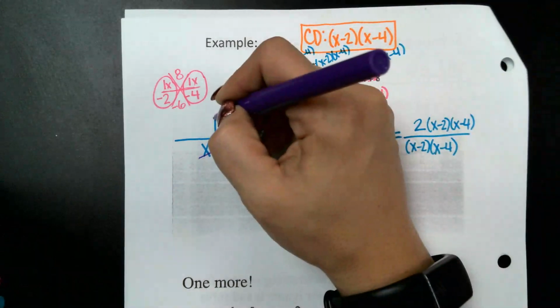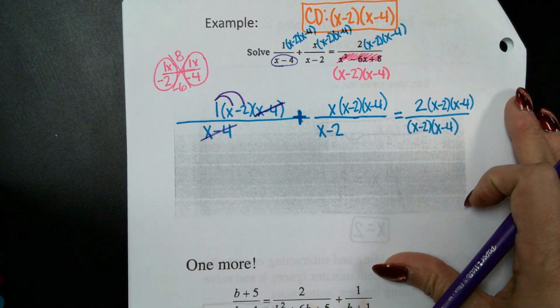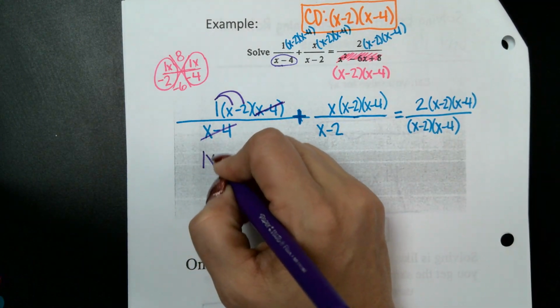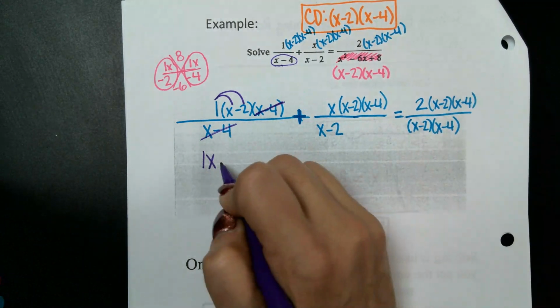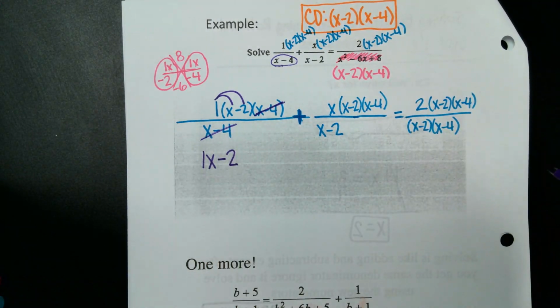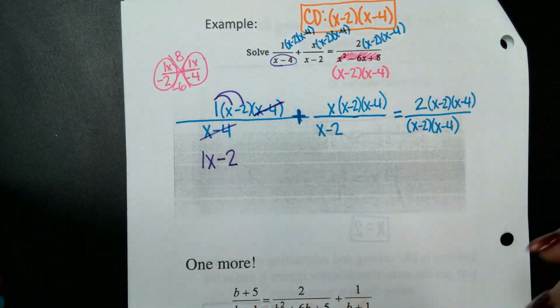Okay, so let's distribute here and figure out what that would be. What's 1 times x? 1x. And what's 1 times negative 2? Negative 2. So now my first fraction has simply just become 1x minus 2.